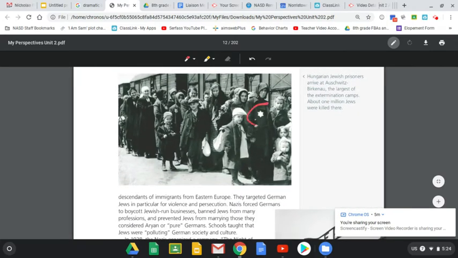Notice here that you'll see Jews wearing the Star of David. They had to wear that on their person. These are the boxcars here in the background that they would cart them to the various death camps with. They used a network of trains to get them there.